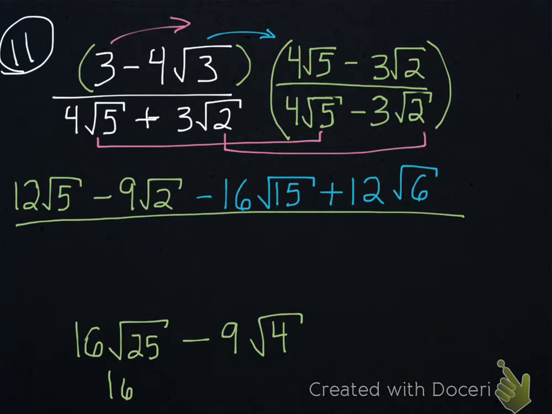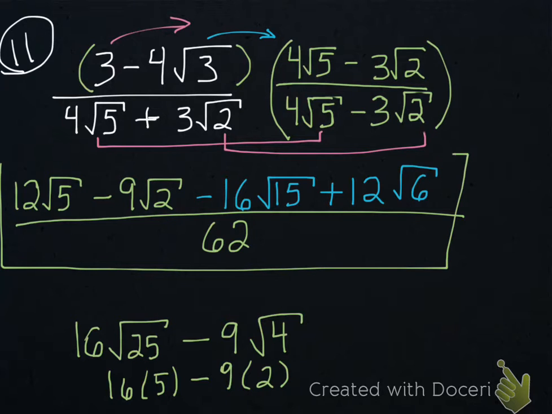So this becomes 16 times 5 minus 9 times 2. 16 times 5, that I believe is a large number. What is it? 80 minus 18. That gives me 62. Now I have an odd number and I have even numbers, so we can't simplify that. This is the answer. It's ugly, but it's the answer.